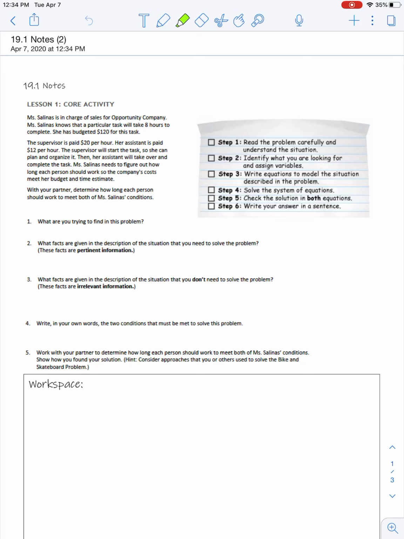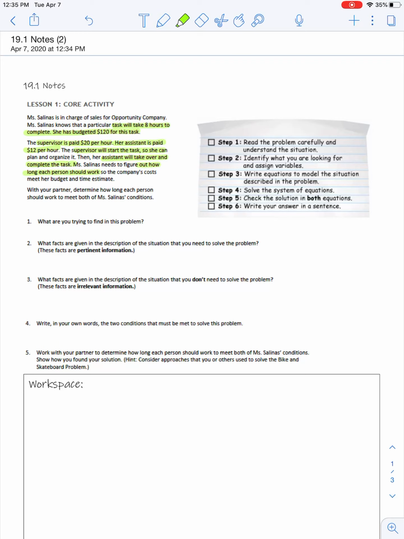Okay guys, here we go. 19.1, Miss Salinas is in charge of Sales Opportunity Company. Miss Salinas knows that a particular task will take 8 hours to complete, and she has budgeted $120 for this task. The supervisor is paid $20 per hour. Her assistant is paid $12 per hour. The supervisor will start the task, and the assistant will take over and complete the task.